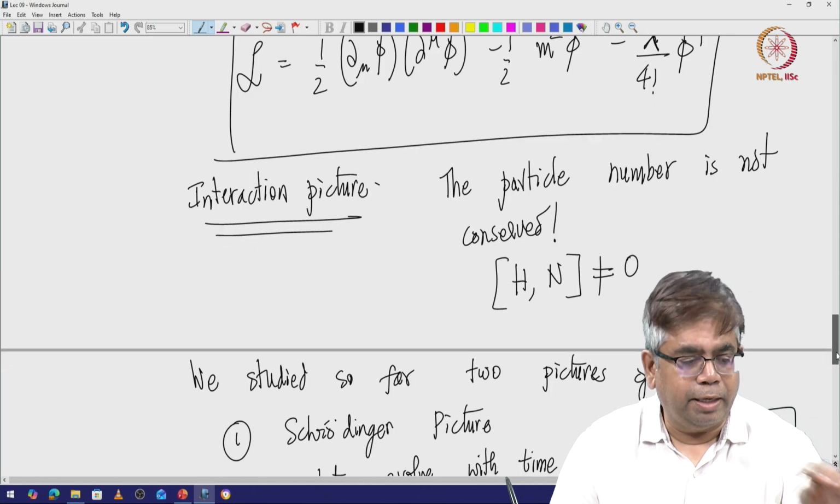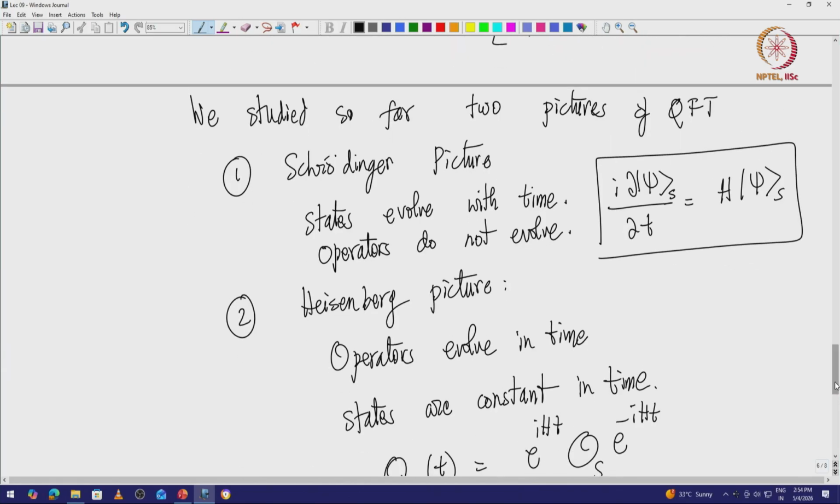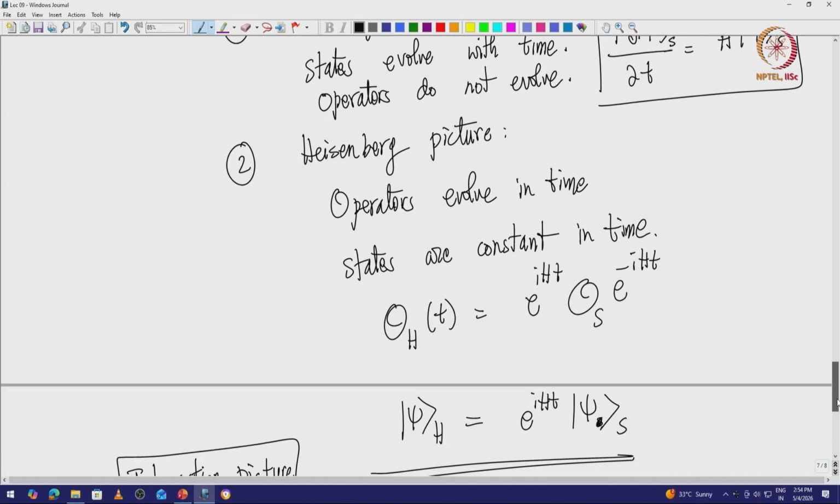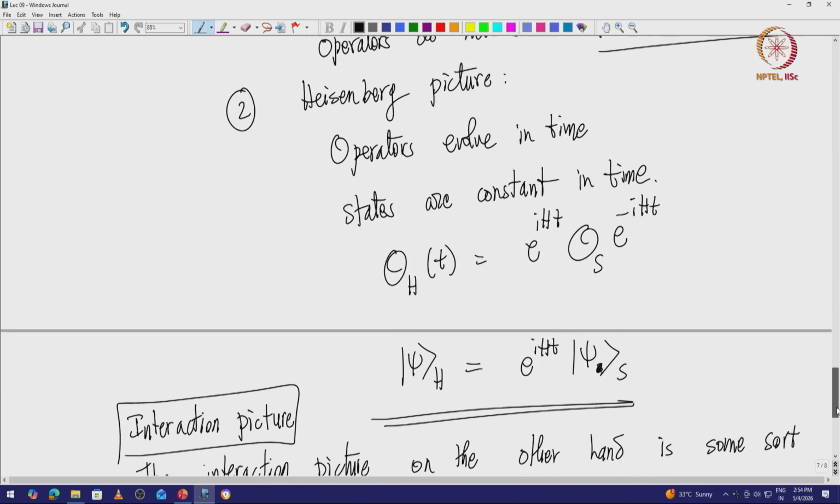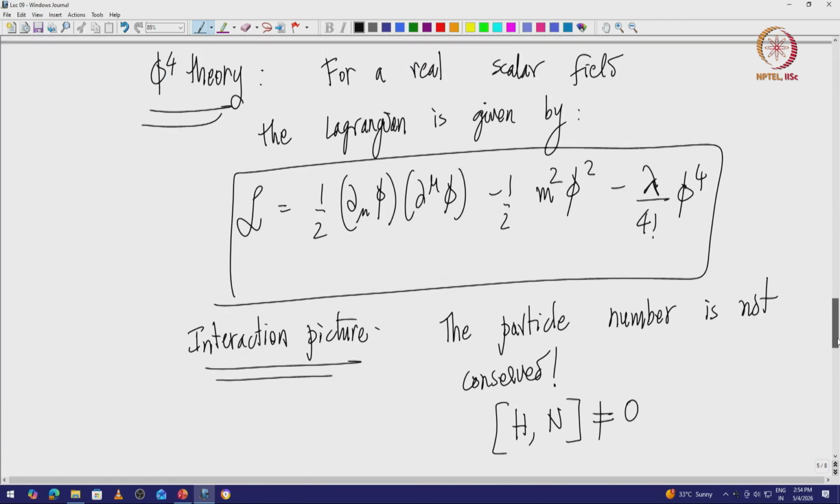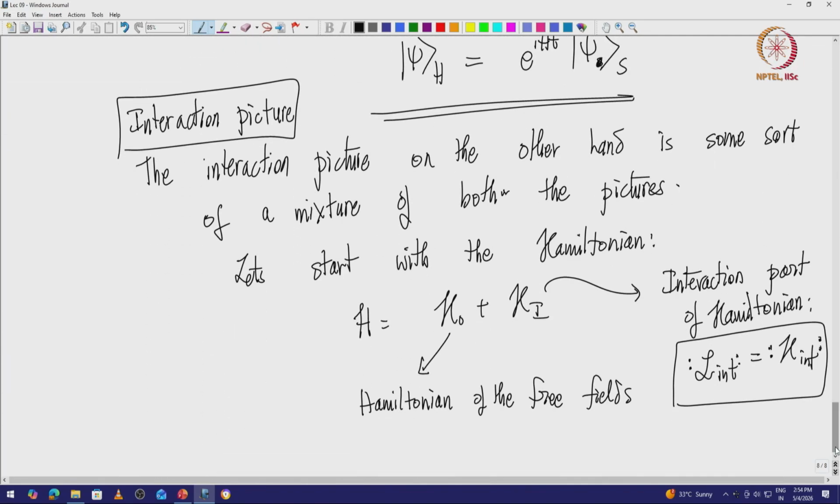Then we started looking at what is called the Schrodinger picture and the interaction picture. In the Schrodinger picture, the states evolve with time and operators do not evolve, and the other one is the Heisenberg picture, where operators evolve in time and states are constant in time. So, the operators evolve in this particular fashion. You take a Schrodinger operator and sandwich it between e to the power iHt and e to the power minus iHt, where the states evolve with e to the power minus iHt. The basic idea is that the total H is H0 plus H interaction.